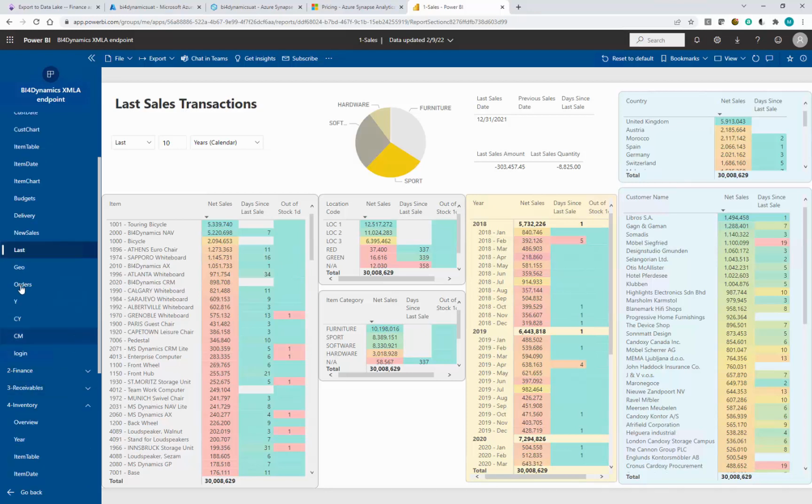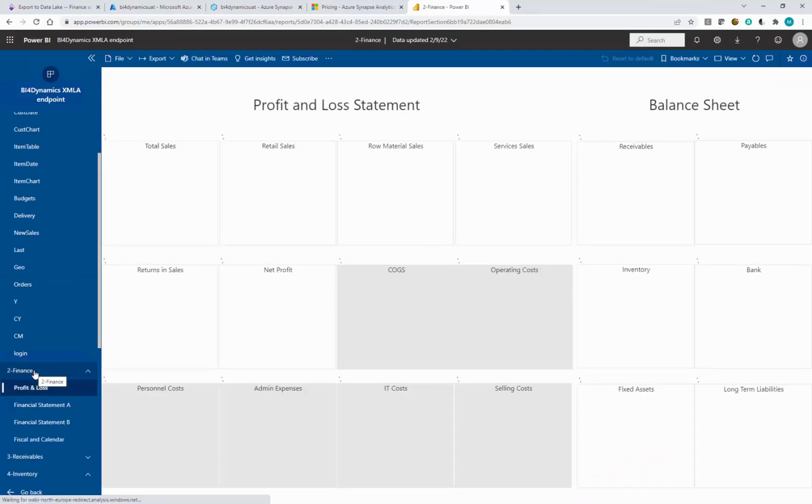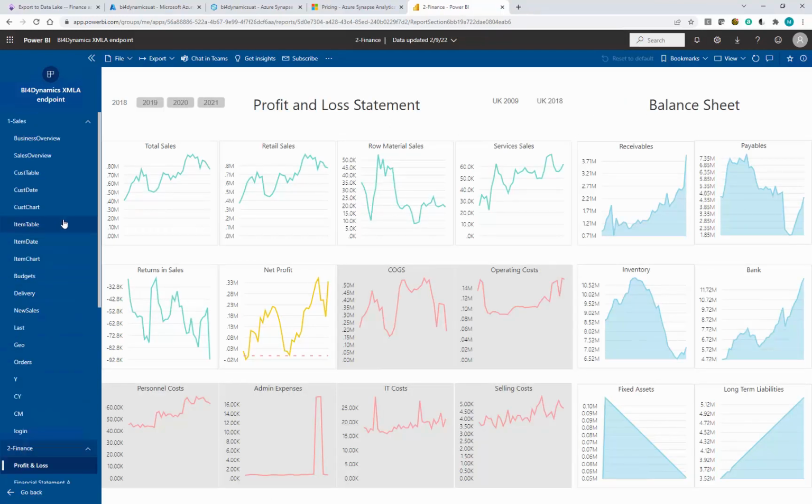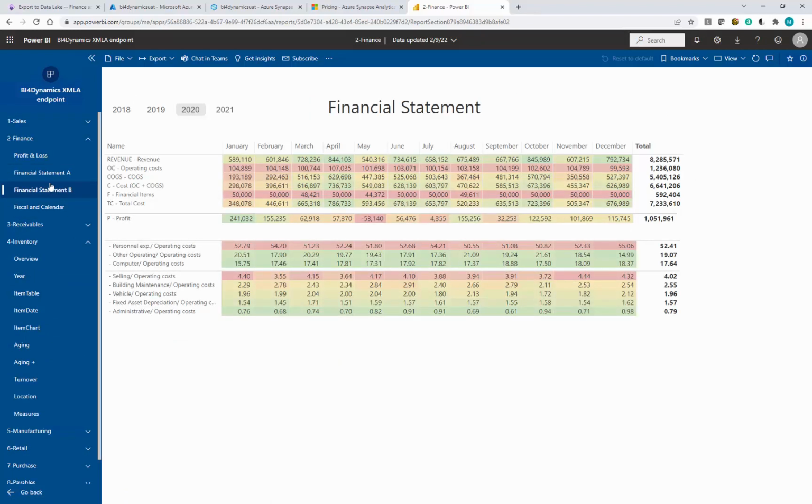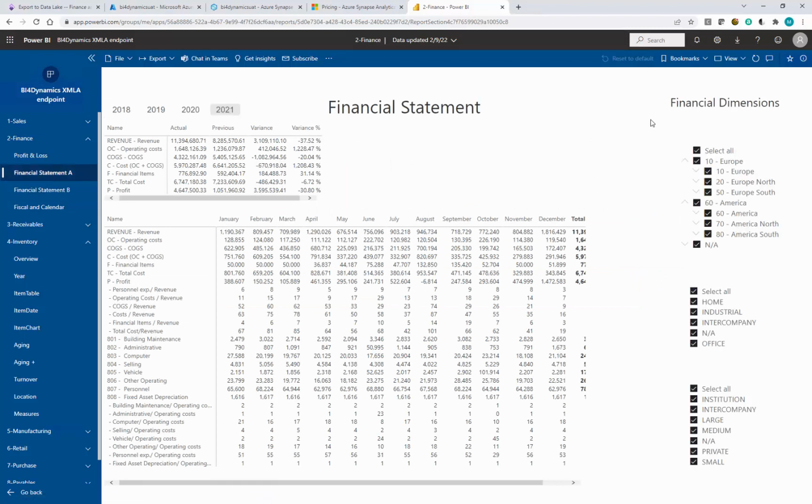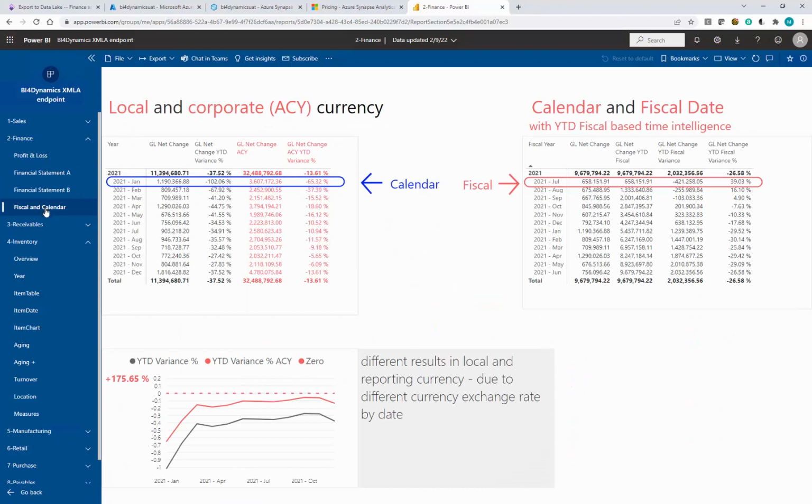Let's just go through other areas really quick. So we can see in the finance, we can provide information about the financial statement in a visual, tabular or graphical way. We support up to 15 financial dimensions in F&O. And what is also very important for corporates, we have the additional currency or reporting currency, as well as date hierarchies as a normal calendar or fiscal date calendar. And this fiscal date calendar also supports the fiscal based time intelligence.